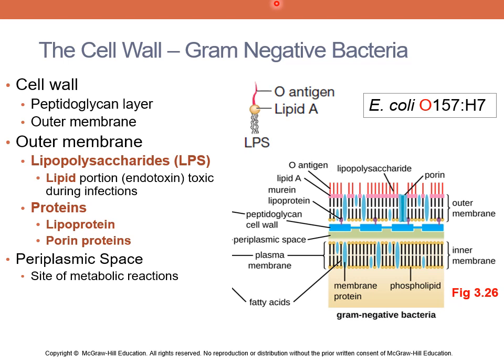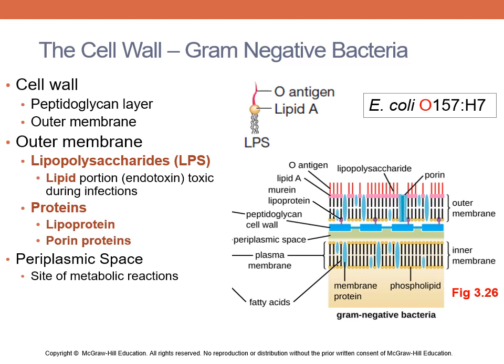Lipopolysaccharides, or LPS molecules, are considered endotoxins during infections with gram-negative bacteria. These LPS molecules can cause symptoms like fever and septic shock. The O antigen differs among gram-negative pathogenic bacteria and is how they are classified. In E. coli O157:H7, for example, the O stands for the O antigen, where O is the abbreviation for oligosaccharide, which is just another name for polysaccharide.